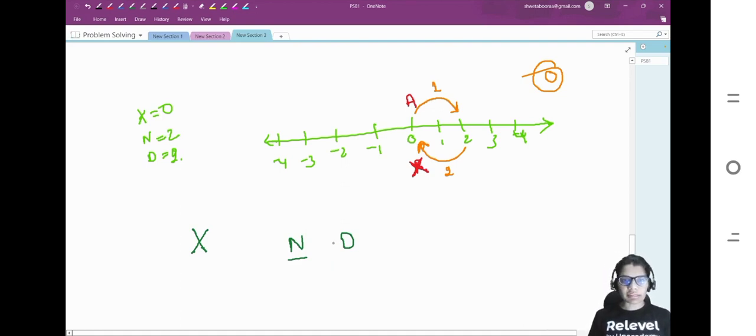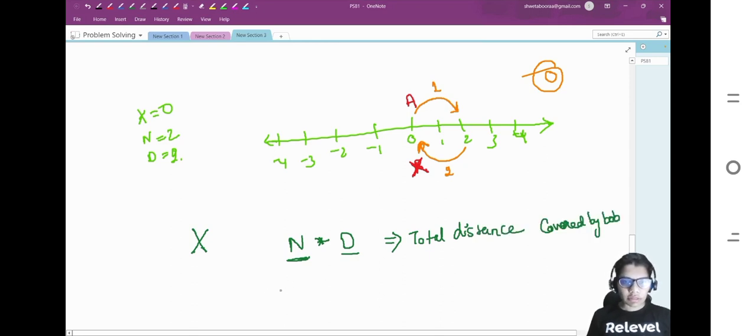So total distance that would be covered in n steps of distance d would be n into d, as we are taking n steps and every step is of distance d. So total distance covered by n steps would be n into d. This is our total distance covered by Bob.